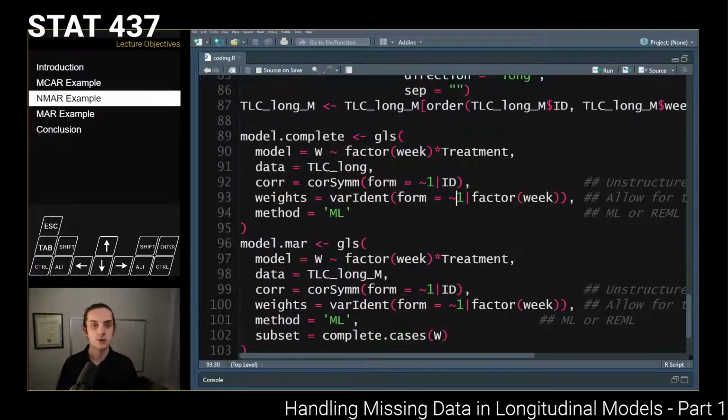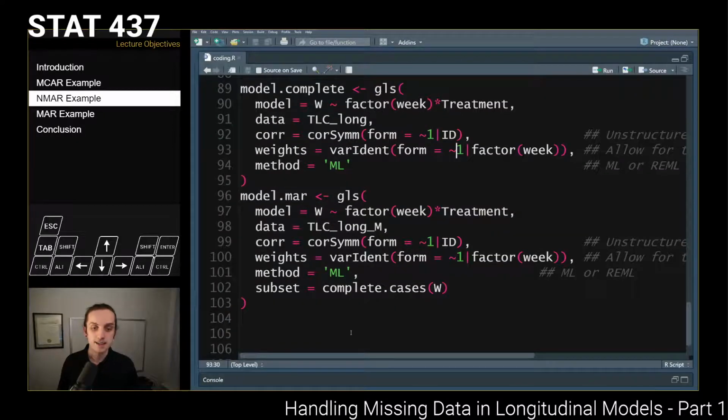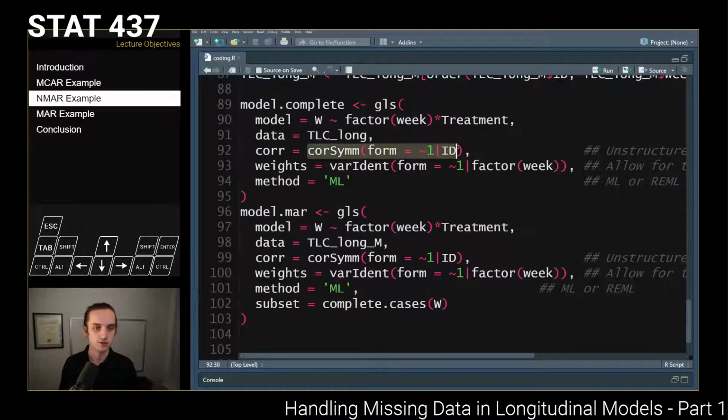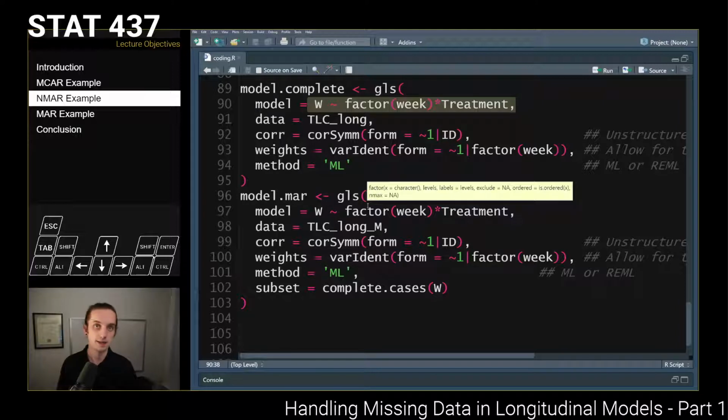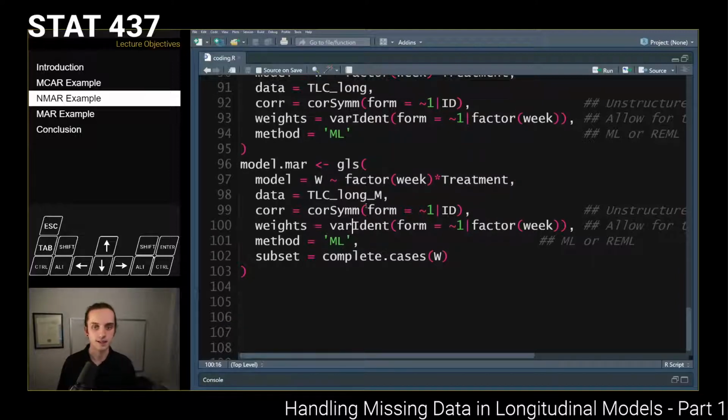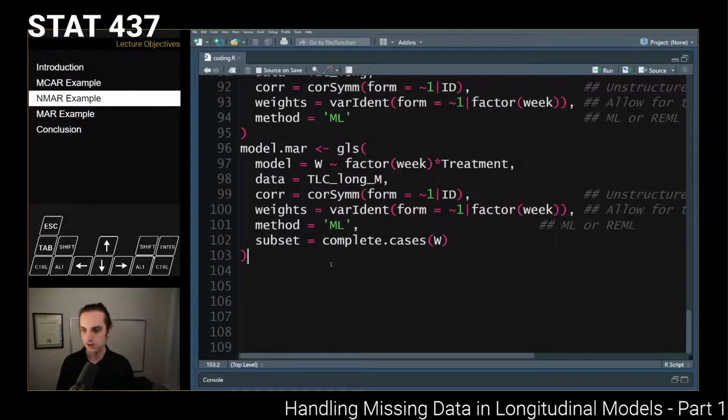So the long-winded point here is that if we're willing to assume this unstructured correlation matrix based on the ID and that the variance only depends on the week, and if that's correct, and if this mean form is correct as well, then we've consistently estimated our values with this missing at random data here anyways, right?